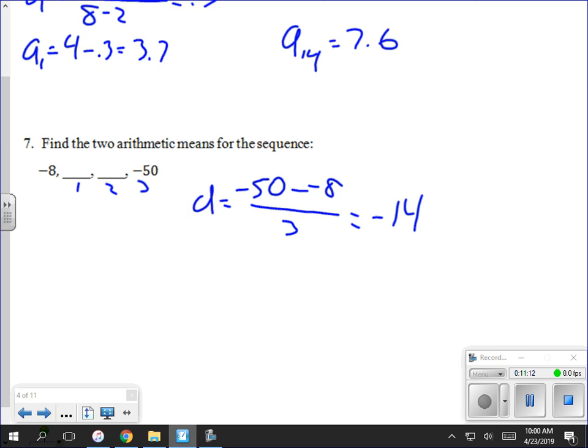And then what I do, I just take negative 8 plus negative 14 and then add negative 14 to find the next one. Just fill in the blanks. I'm moving over by doing negative 14 each time. So I get negative 22 and negative 36. And if you are smart, you will do it one more time and see if you get the last term. And I do. Do it one more time to check your work.